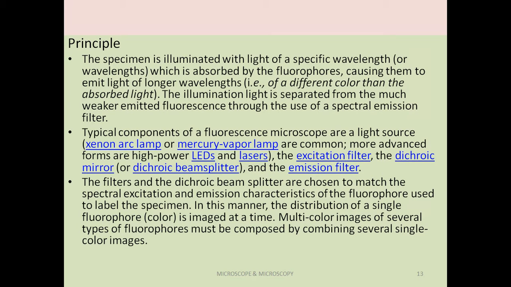The typical components of fluorescence microscopy are the light source, which may be a xenon arc lamp or mercury lamp, the more commonly used forms, in addition to high power LEDs and lasers. Then there is the excitation filter, the dichroic mirror, and the emission filter. We will discuss the application in detail. The filters and the dichroic beam splitters are chosen to match the spectral excitation and emission characteristics of the fluorophore used to label the specimen.